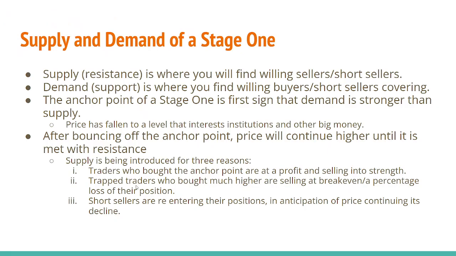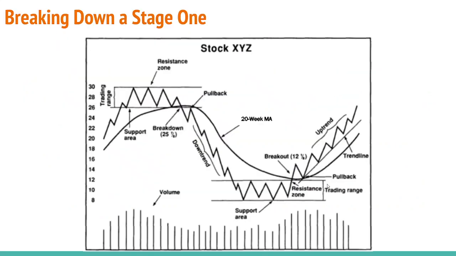Another reason resistance forms, so trap traders who bought at much higher are selling at a break-even / percentage loss of their position. So going back on this chart, so let's say, your buddy bought at 11, it fell to 8, and then it went up to 12.